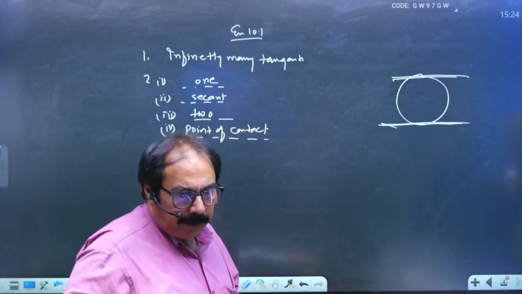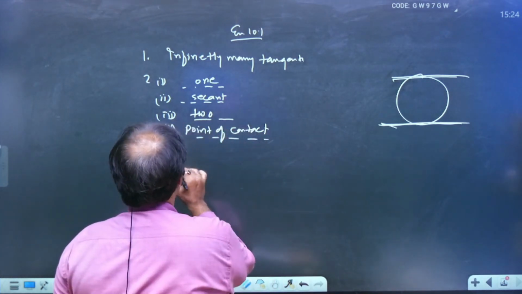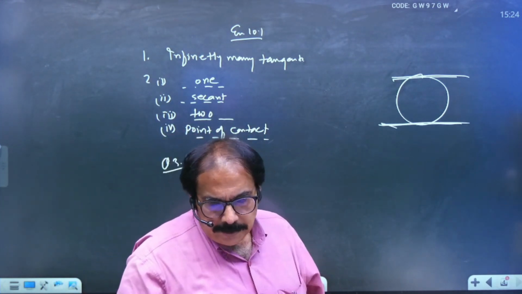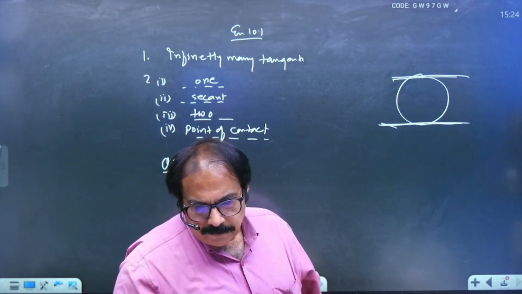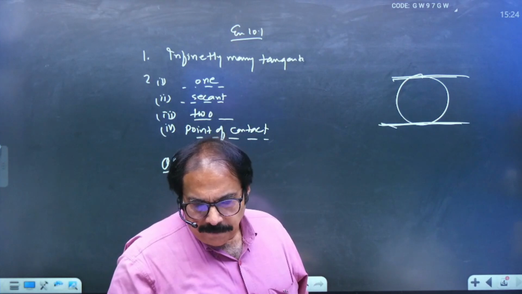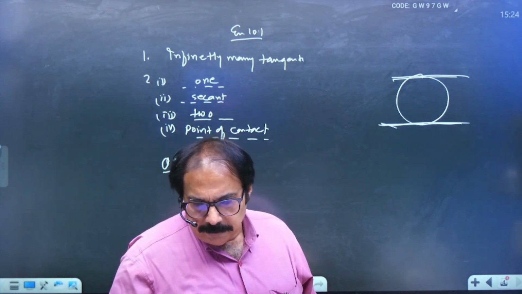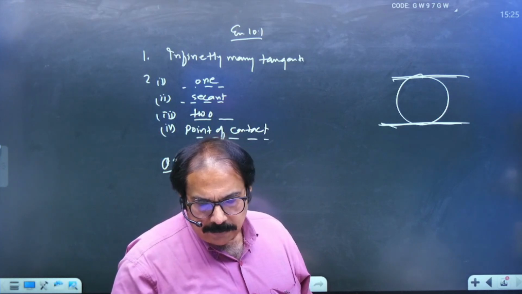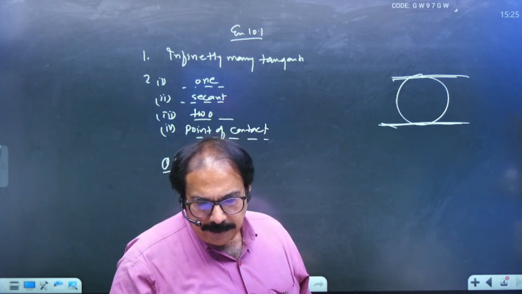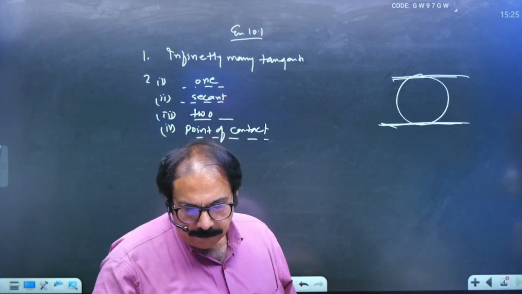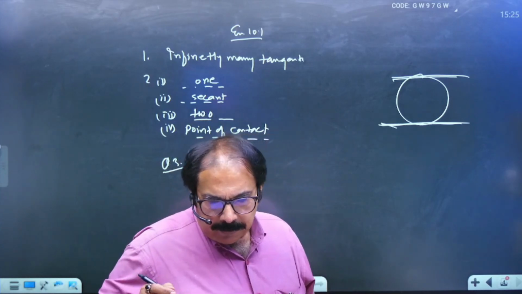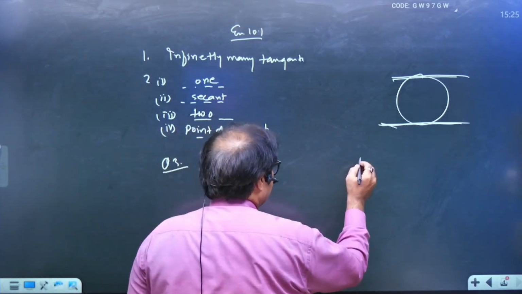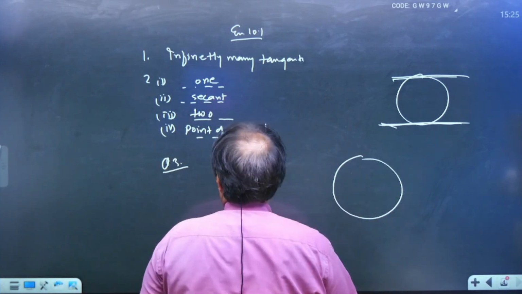Question number 3. The question says: the tangent PQ at point P of a circle of radius 5 centimeter meets a line through center O at point Q so that OQ is 12 centimeter. Find the length PQ. Draw a figure first, then it will be clear.